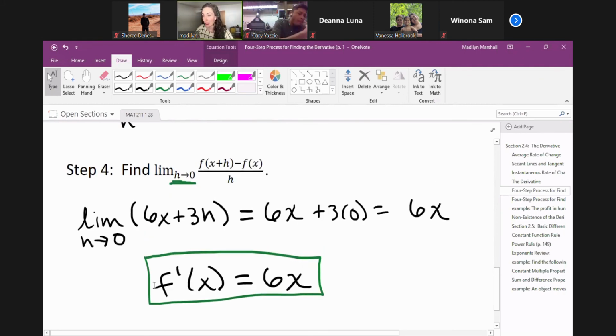So this is on the previous page when I mentioned that a derivative is itself a function. This is what I mean. Our answer here is that the derivative is 6x. So this function would give us the instantaneous rate of change, or the slope, at any x value that we wanted to know about. So it's like a function that tells us about the rate of change of the original function.